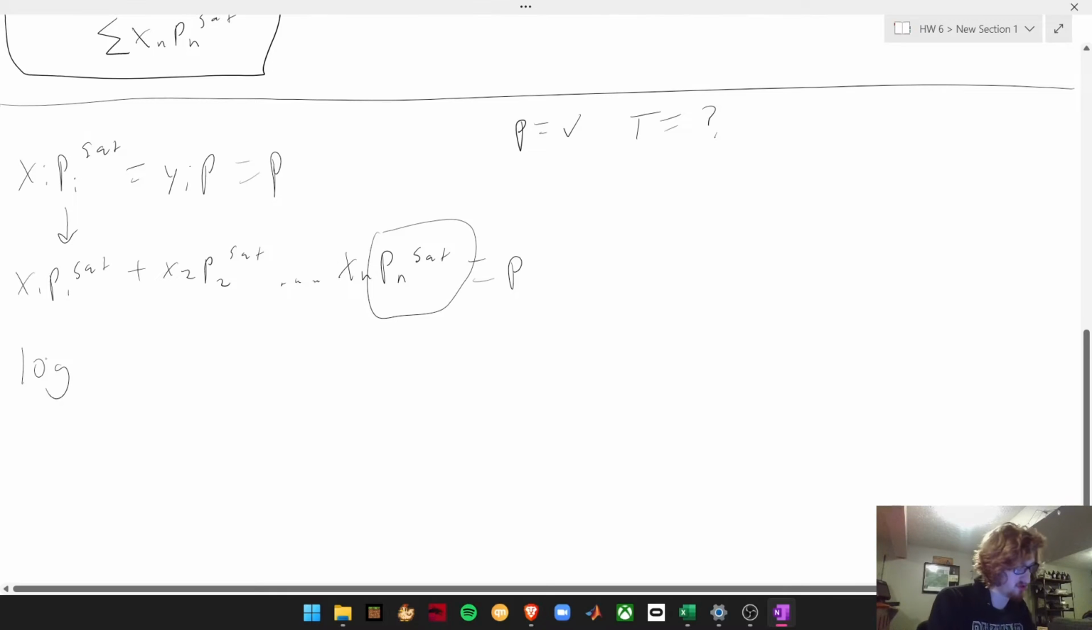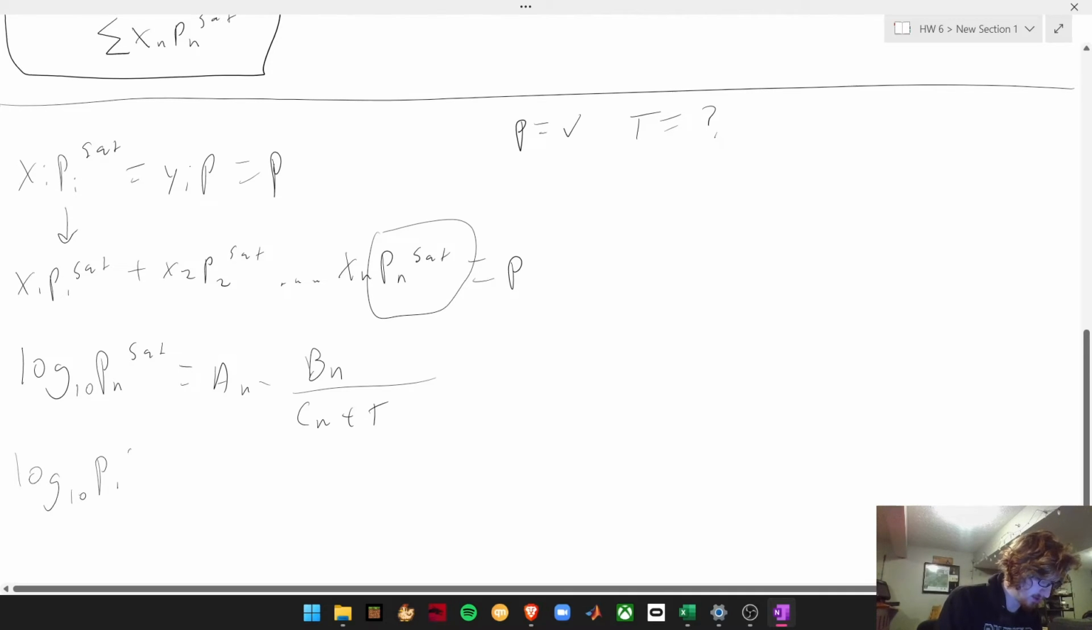So once again, we can solve for these because we know Antoine's equation: log base 10 of the saturation pressure is going to be equal to the parameter An minus Bn divided by Cn plus T, and we can write this for each component.